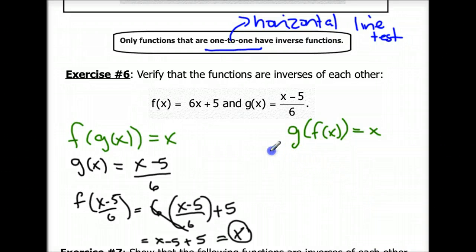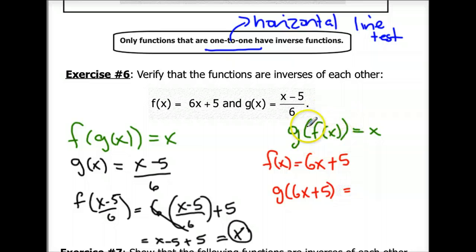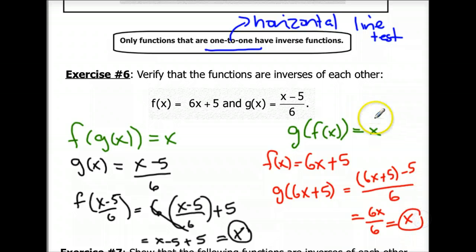So, f of x, working on the inside of my parentheses, f of x is 6x plus 5, and then I want to find g of 6x plus 5. I did my inside parentheses first, and then I went toward the outside. So my parentheses is 6x plus 5, minus 5 on the outside, over 6. 5 minus 5 I know is 0. I'm left with 6x over 6, which is the same as x, which is what I started with. Correct? Excellent work.